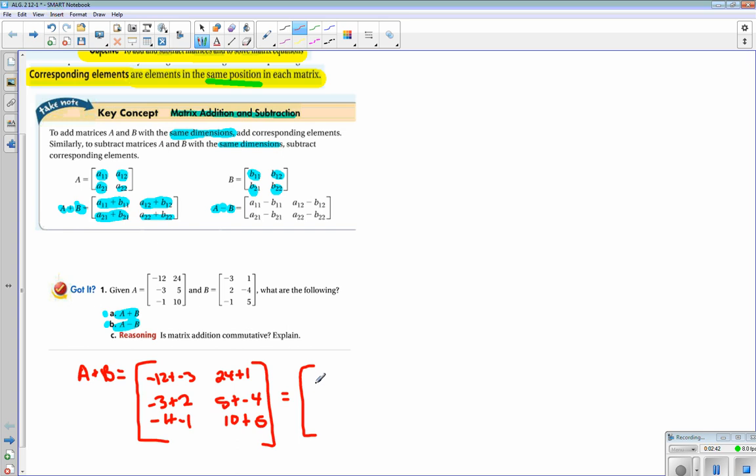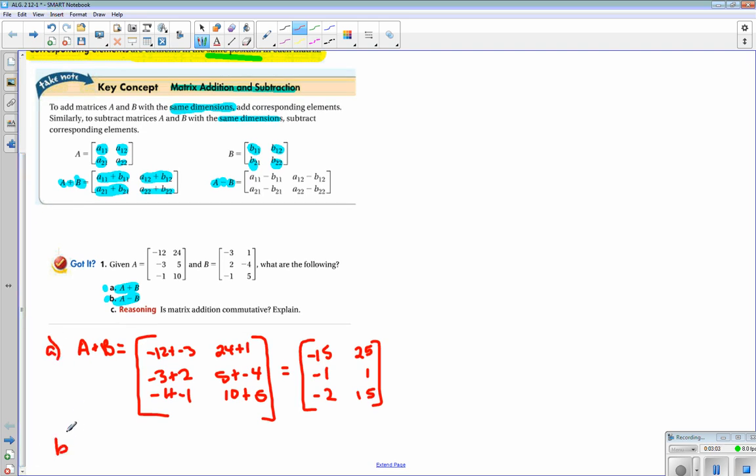Negative 12 plus negative 3 is negative 15. 24 plus 1 is 25. Negative 3 plus 2 is negative 1. 5 plus negative 4 is 1. Negative 1 plus negative 1 is negative 2. And 10 plus 5 is 15. So that is the answer to A plus B.